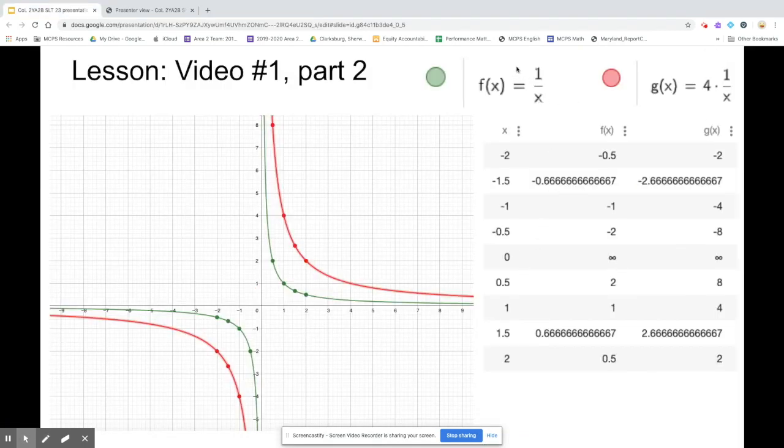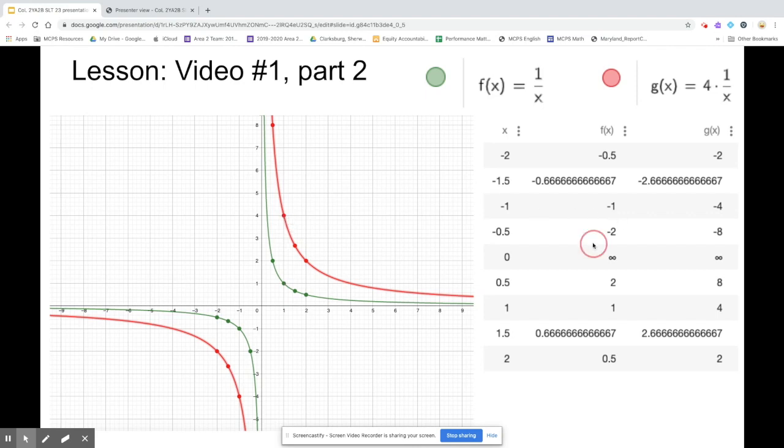Next, I'm going to take this parent function of 1 over x and multiply by 4. So what happens when I multiply by 4? I can see along my graph that each of these values, or ordered pairs, are being multiplied by 4. This was 1/2, comma 2, and this has now become 1/2, comma 8. This was the ordered pair 1, comma 1, and now it's 1, comma 4.